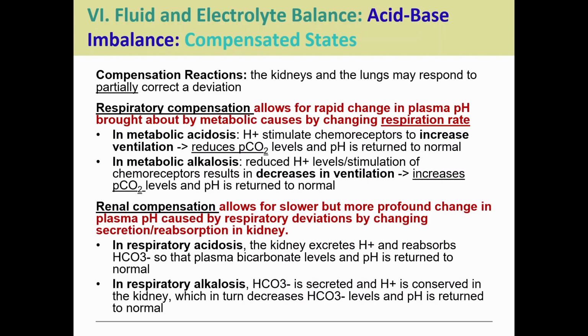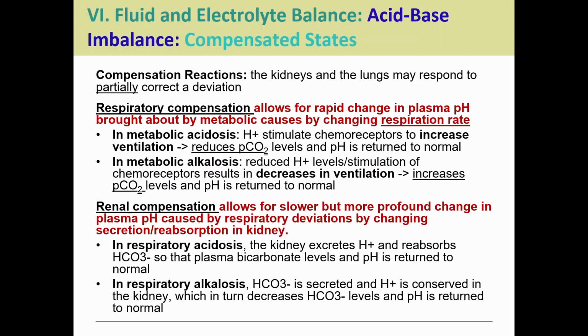So how can we compensate? How can we try to correct a deviation? The lungs and the kidneys will do what they can to try to compensate if possible. Respiratory compensation will allow for a rapid pH change, basically by changing the respiration rate. So in metabolic acidosis, because we have more hydrogen ions, we're going to increase ventilation to decrease the partial pressure of carbon dioxide. In metabolic alkalosis, we have reduced hydrogen ion levels, which is going to decrease ventilation to cause the partial pressure of carbon dioxide to increase.